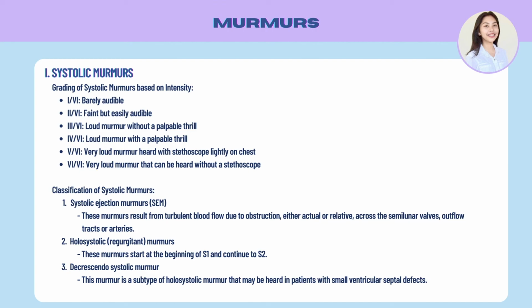For hollow systolic murmurs, these murmurs start at the beginning of S1 and continue to S2. Examples include ventricular septal defect, mitral and tricuspid valve regurgitation. Lastly, for decrescendo systolic murmur, this murmur is a subtype of hollow systolic murmur that may be heard in patients with small ventricular septal defects.